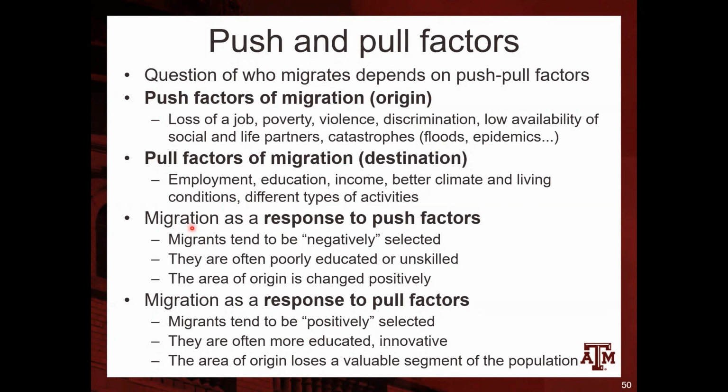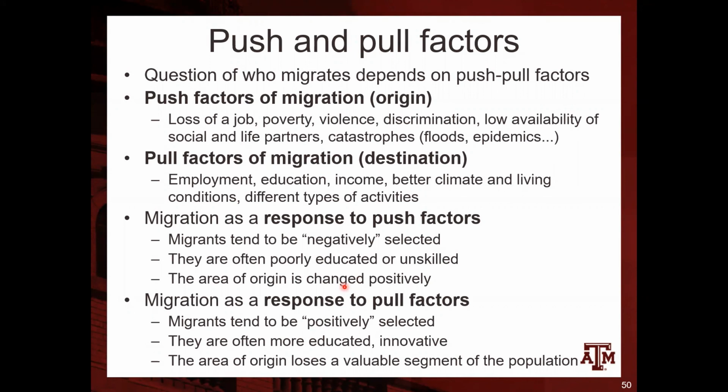And when migration happens mostly as a response to push factors or to negative factors at their origin, so unemployment, poverty, violence, because of that, people are moving out, trying to seek better conditions of life. These migrants tend to be negatively selected in the sense that they tend to have lower levels of education and lower levels of training to perform activities in the labor market. And then we tend to have more people with lower skills moving out of these areas, the area of origin. We tend to have, on average, people with better education and higher skills.